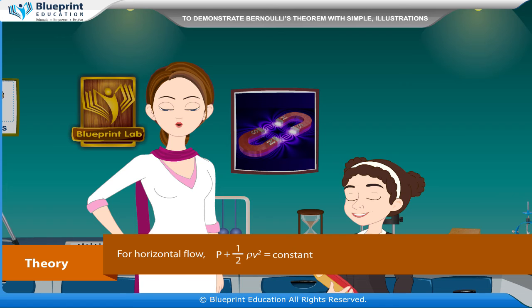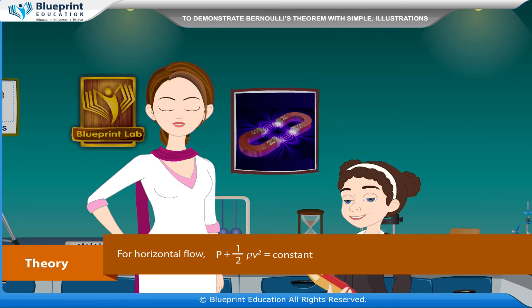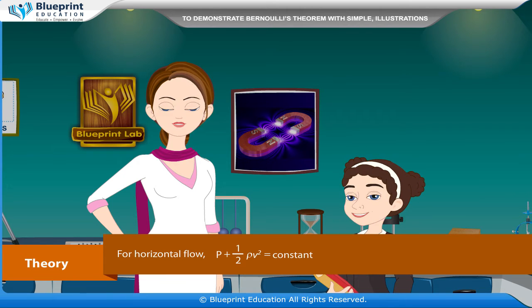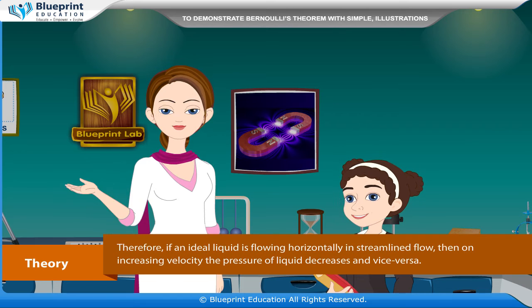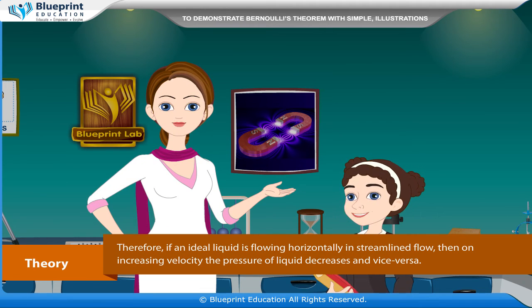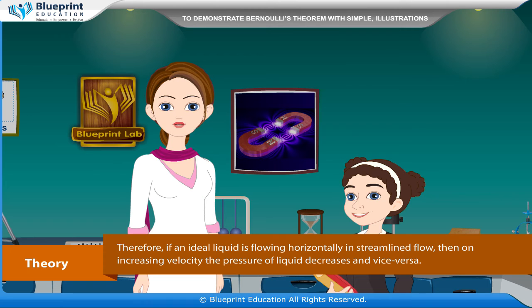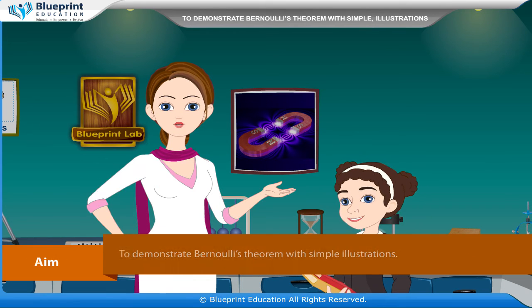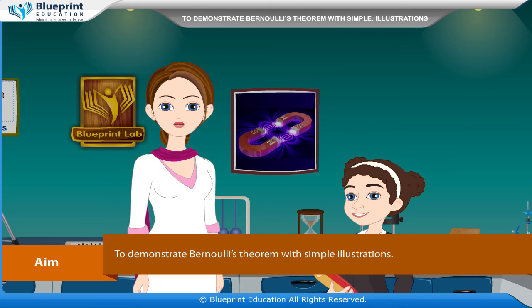For horizontal flow, P plus half rho v square is equal to constant. Therefore, if an ideal liquid is flowing horizontally in streamlined flow, then on increasing velocity, the pressure of liquid decreases and vice versa. Our aim is to demonstrate Bernoulli's theorem with simple illustrations.